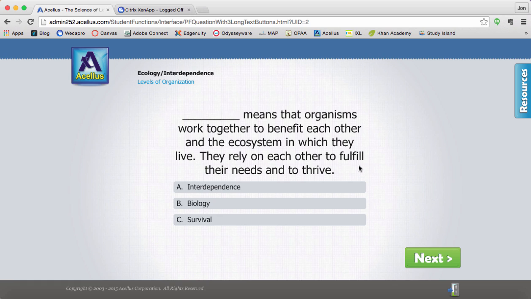All right, so let's look at these questions here. What means that organisms work together to benefit each other in the ecosystem in which they live? They rely on each other to fulfill their needs to thrive. That's one of the vocabulary questions. That's interdependence. We talked about that in the lesson there.